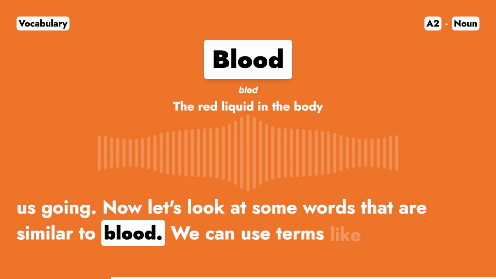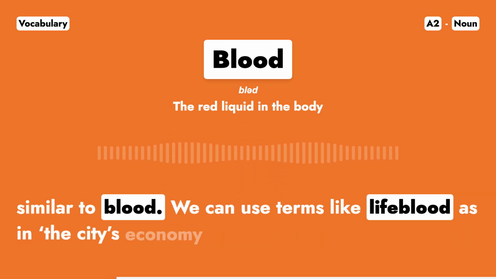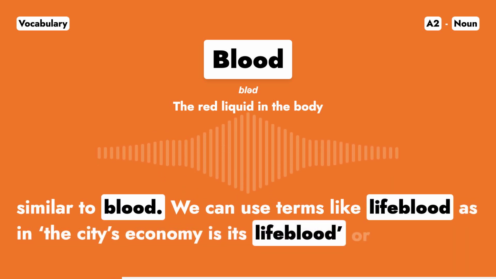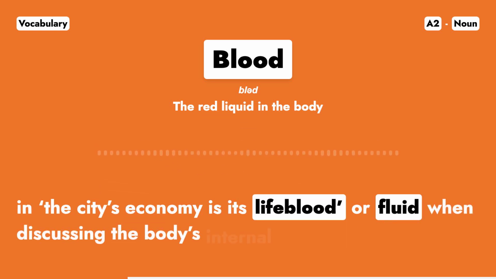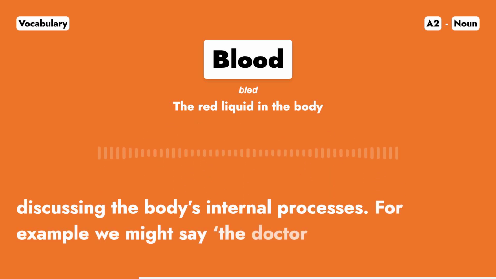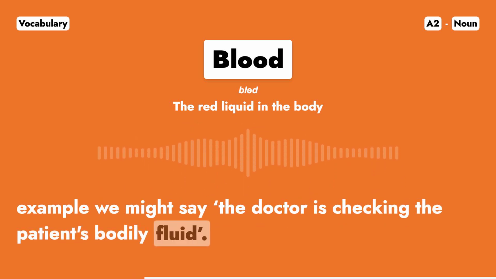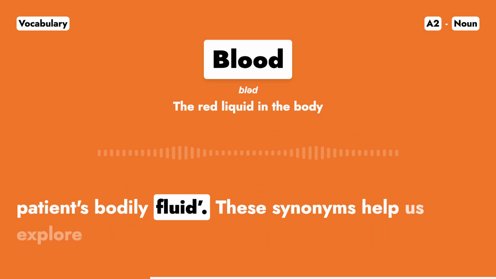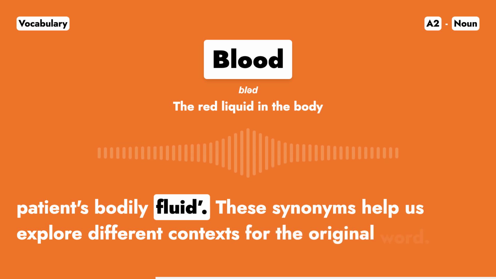We can use terms like lifeblood, as in the city's economy is its lifeblood, or fluid when discussing the body's internal processes. For example, we might say, the doctor is checking the patient's bodily fluid. These synonyms help us explore different contexts for the original word.